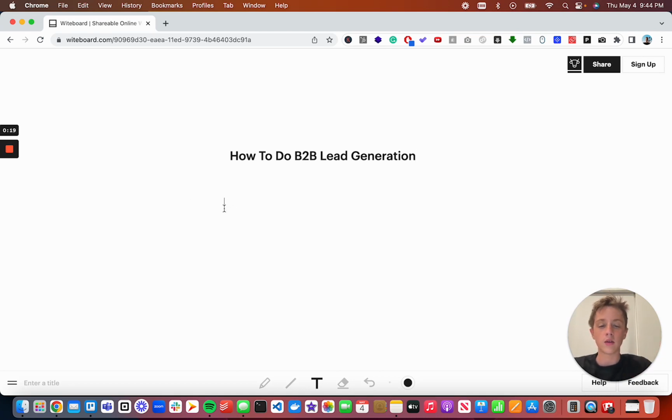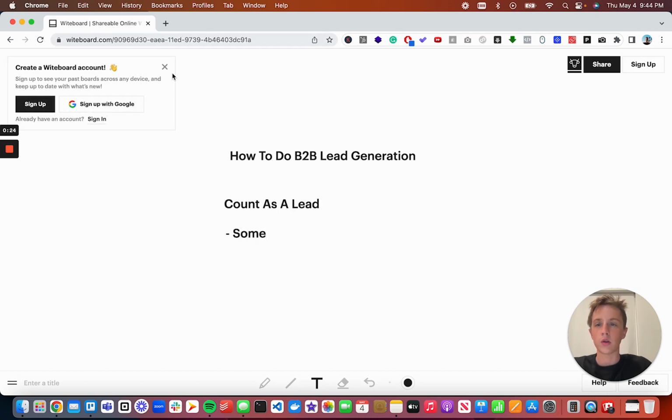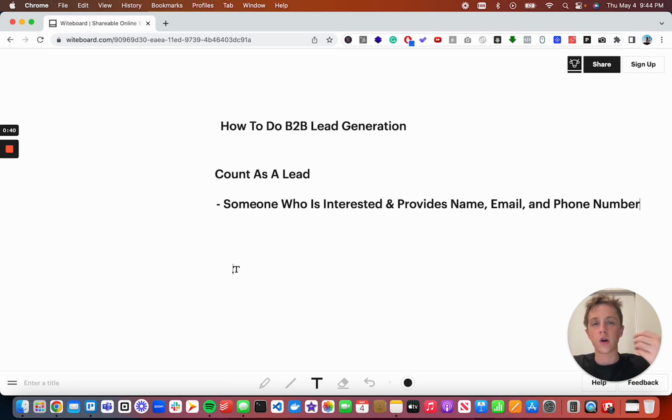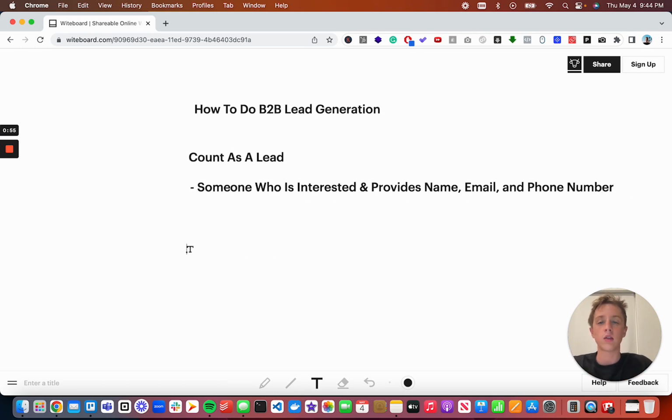And really what I count as a lead is someone who is interested and provides name, email, and phone number. So this is what I'd really consider a lead. Some people consider just contact information as a lead. I don't really think of that as a lead. For a lead to be valid, in my view, they have to be interested and they have to give you contact information.